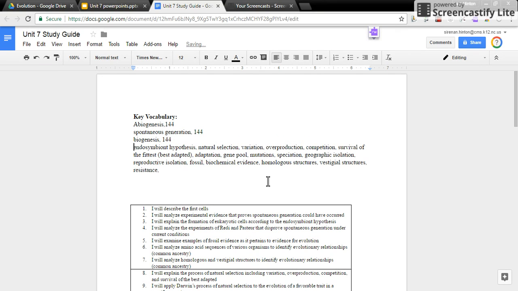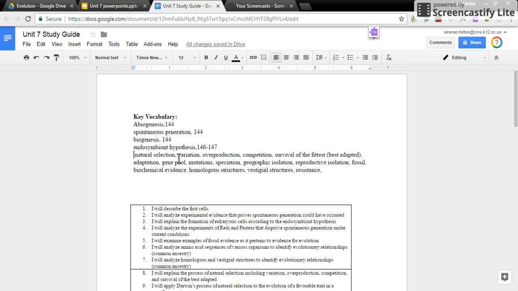Biogenesis, also on page 144. Biogenesis is the belief that living things can only come from other living things. The endosymbiotic theory or hypothesis is on page 146 and continues to page 147. Endosymbiotic theory is a theory that states that all cells started off as unicellular cells and eventually started consuming other cells and became these multicellular cells that we have today.